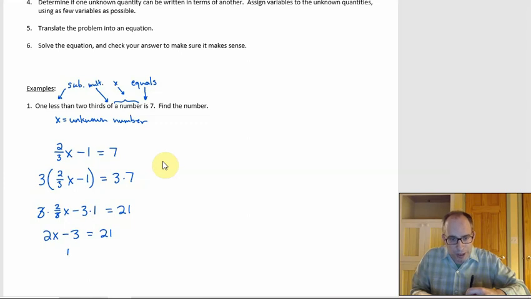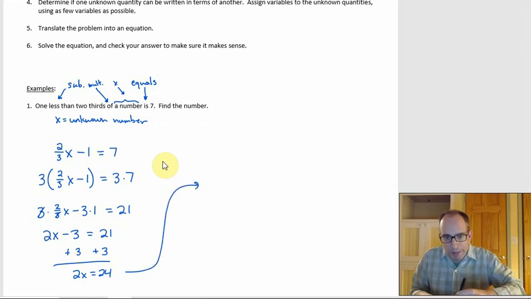Because then we could add 3 to both sides to get the 2x by itself. And then we'd get that 2x equals 24. And then from there, you divide both sides by 2 to get x by itself. So 2x divided by 2 equals 24 divided by 2. And so then that means that x is going to be 12. And that is the answer.